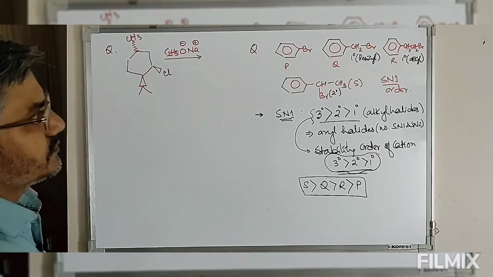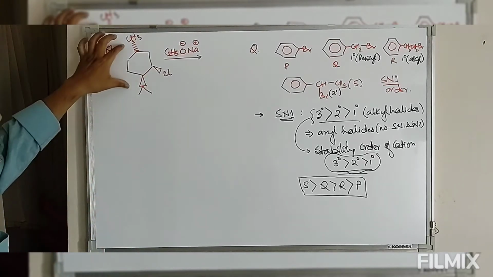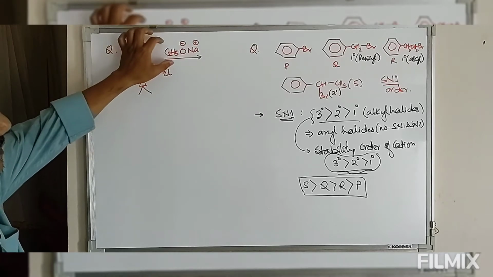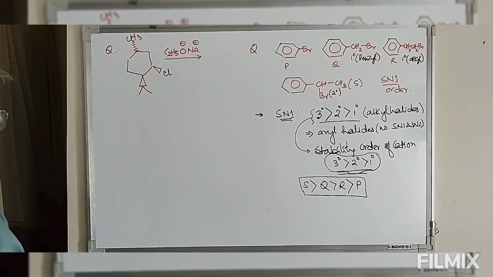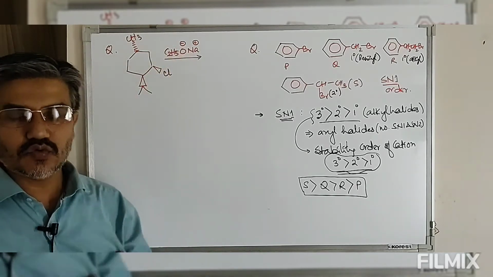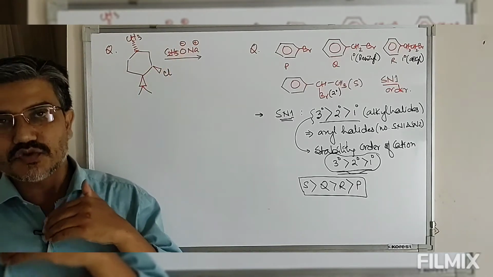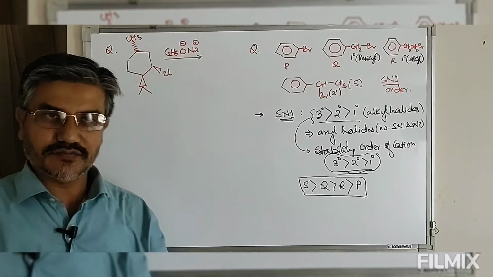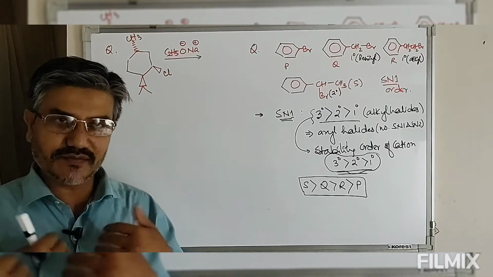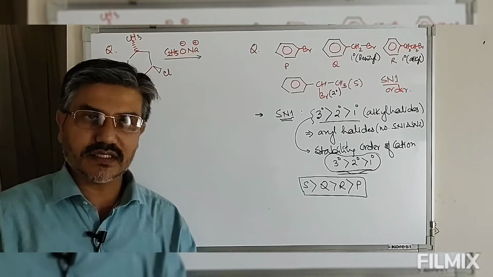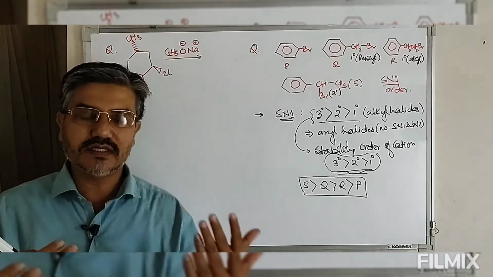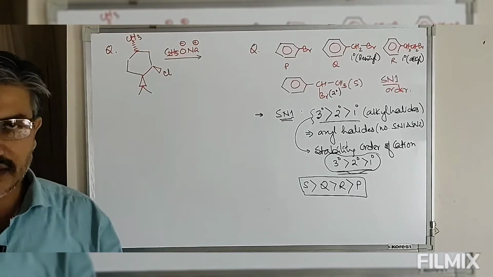Then the second problem says we have this alkyl halide. Now this alkyl halide is to be treated with sodium ethoxide. So now we have alkyl halide and we have alkoxide ion. So first we have to see what the reaction should be. Will it be a substitution reaction or will it be an elimination reaction? If it is substitution, then will it be SN1 or SN2? If it is elimination, then we have to follow whether it will undergo E1 or E2 reaction.